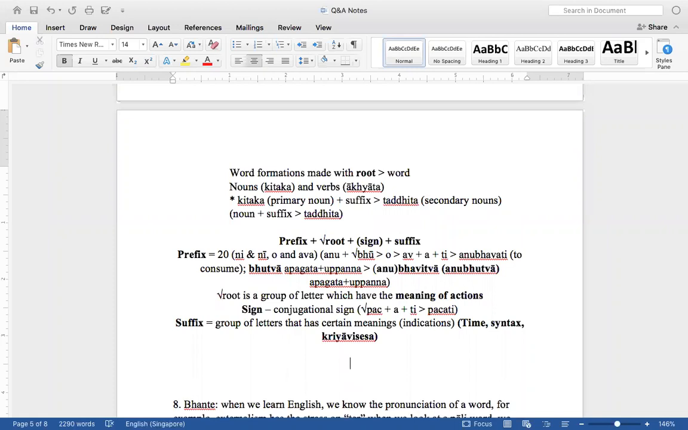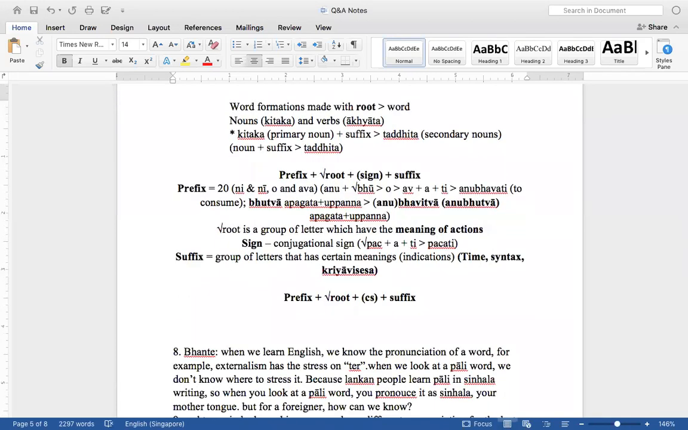Okay. Yes. So now if you go to the word formation, we have prefix plus the root. Then we have a suffix, right? For example, I'll give a few examples. We go into a verb: ava plus root gam plus a plus ti becomes gacchati, right? So this is the conjugational sign. This suffix is the present tense, that we have to learn.